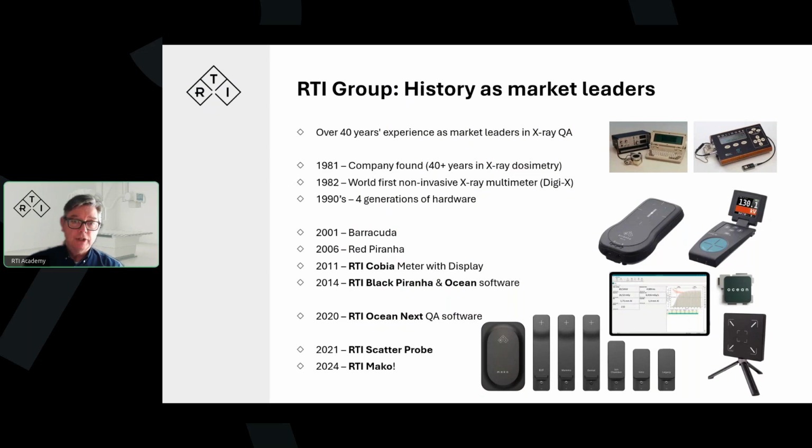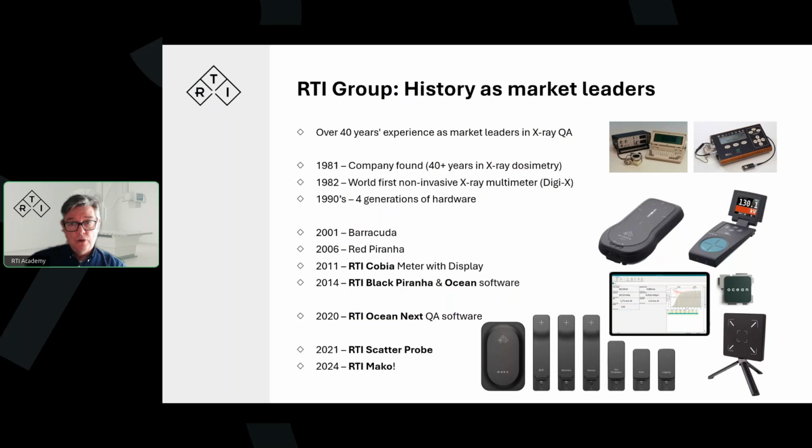We were the first to have a multi-probe approach with the Barracuda 25 years ago. 20 years ago, we saw the Red Piranha, which was then updated to the Black Piranha in 2014, which has now been a workhorse for many of the large operators and manufacturers in the world. In parallel with that, we've had our Ocean software, which is the world's only QA software dedicated for X-ray QA and testing.